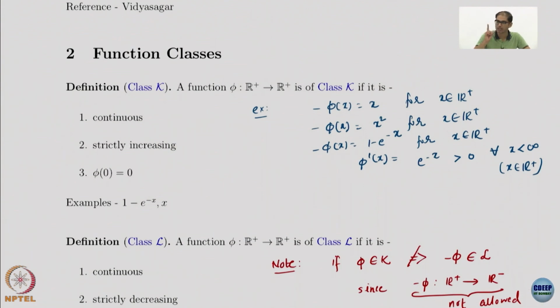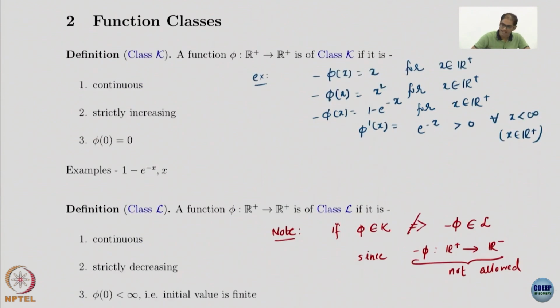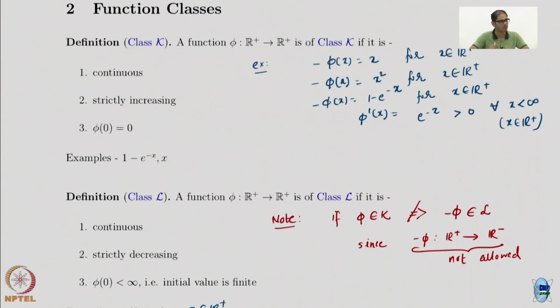Remember, arguments are always scalar valued, non-negative reals, and the image is also scalar valued, non-negative reals. So scalar valued functions are all we are talking about. Do not ever design a vector valued function or a vector argument function and think of it as class K. No. There is no such characterization. Alright. Class L function. Sort of a flipped version.